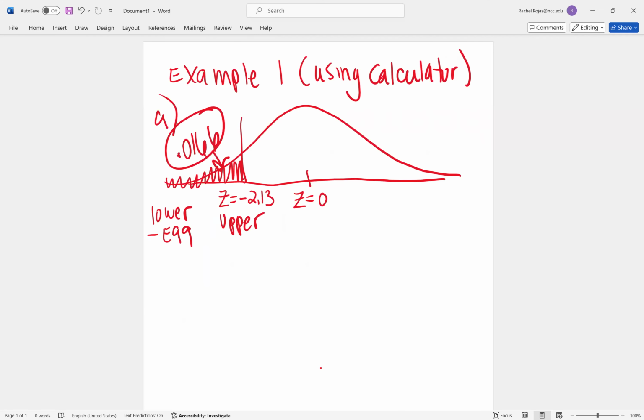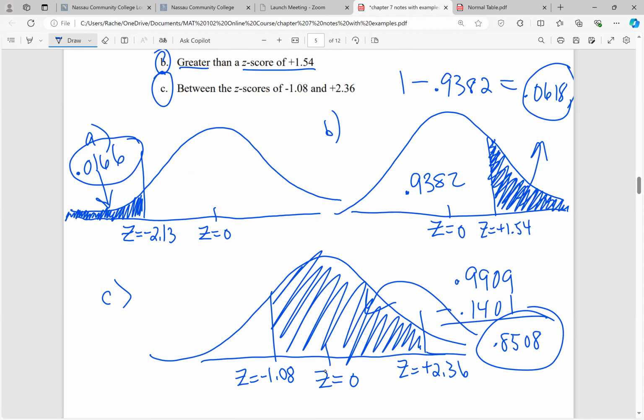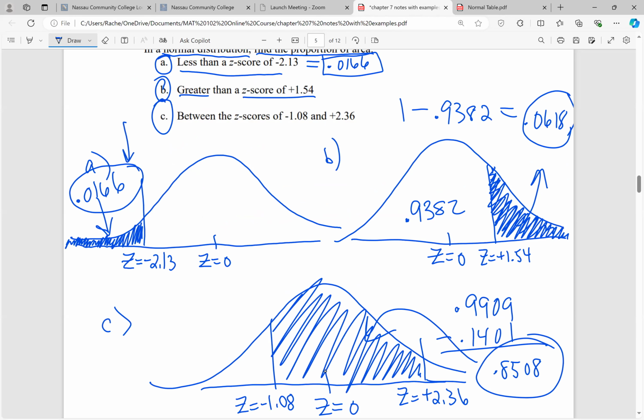This shaded area. And that's exactly what we got when we used the normal table in the last video. You see? 0.0166. So let's go to part B. We want the area greater than a z-score of 1.54. So let's sketch the picture.